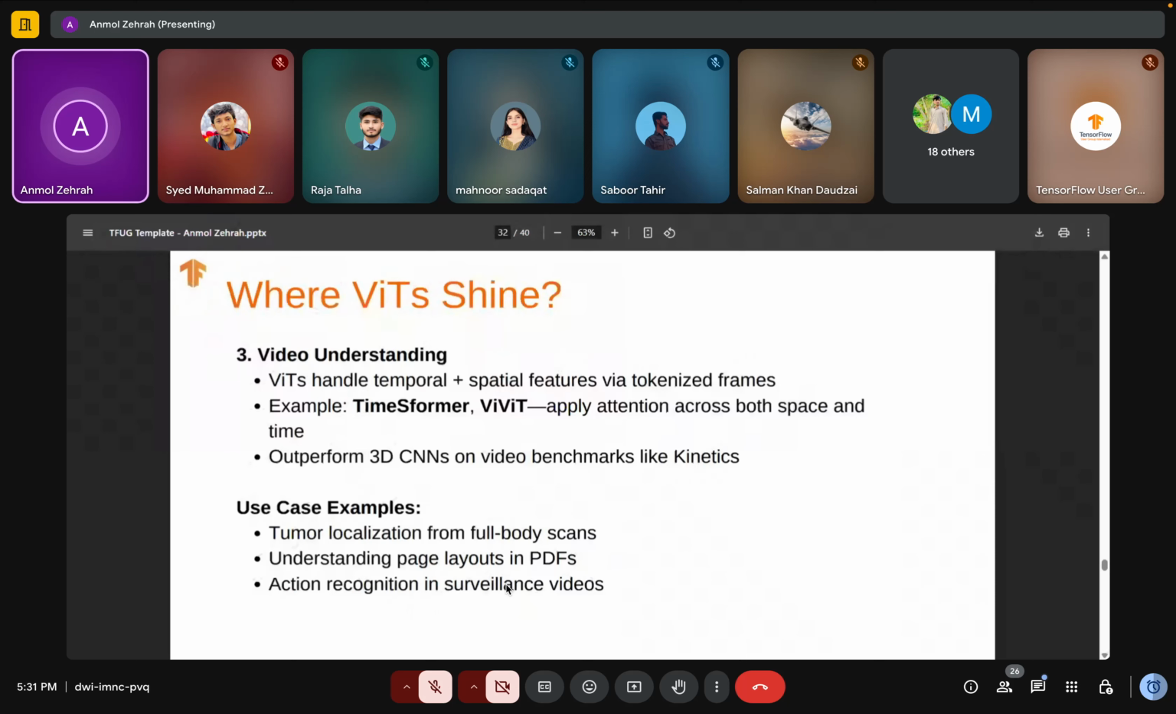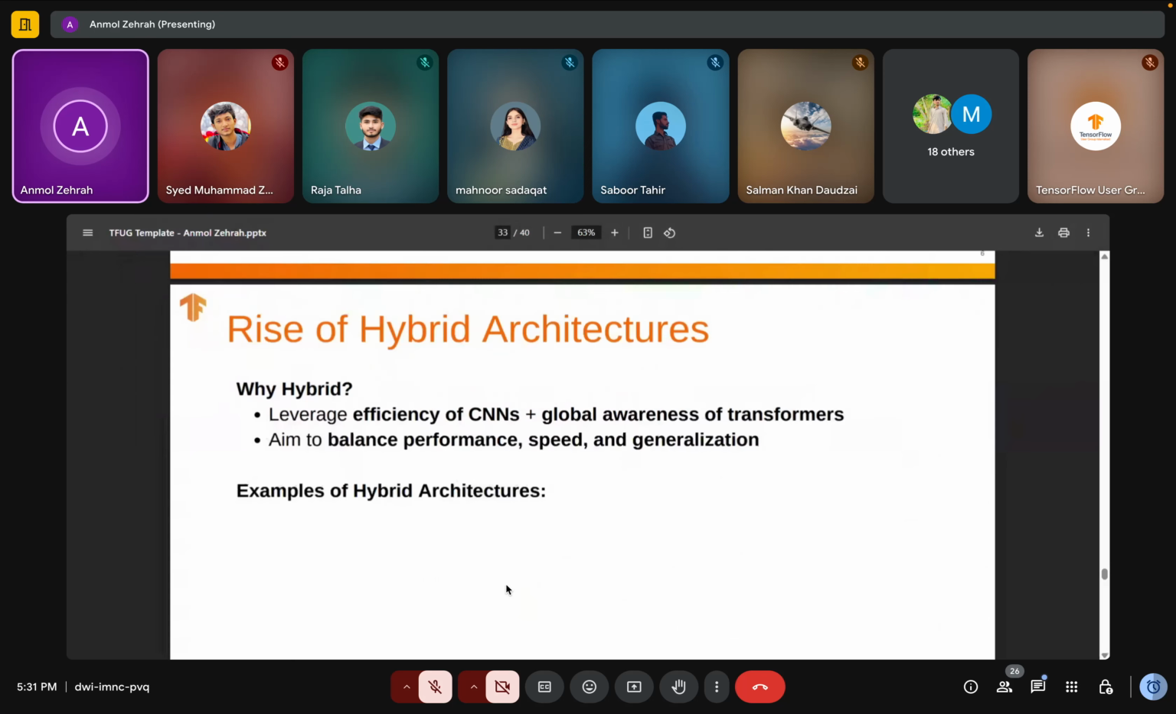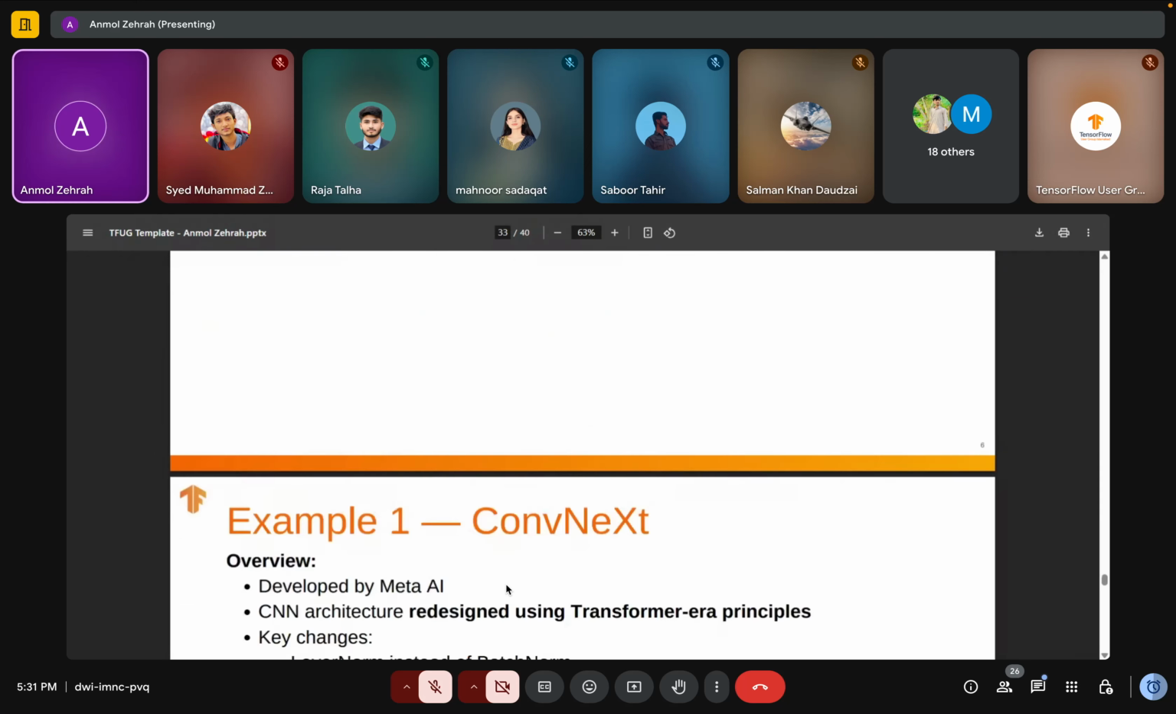VITs are doing really well in all these applications. Now, there has also been a rise in hybrid architectures, getting the best of both worlds. I'm going to briefly touch upon two examples. The first one that I have here is ConvNeXt. This is basically a CNN architecture developed by Meta, and it incorporates some of the transformer principles.